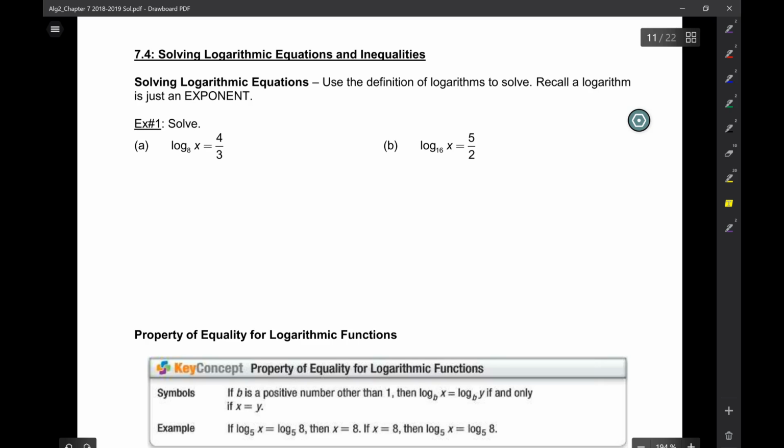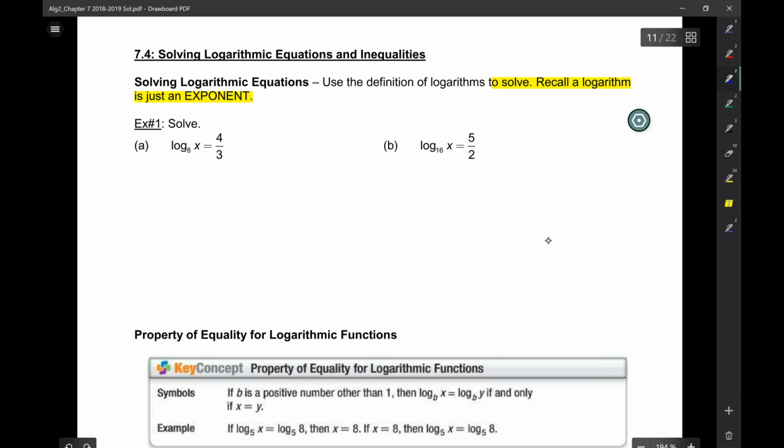So we're going to use that to solve logarithmic equations. Logarithmic equations are equations that involve logarithms. And in order to solve a logarithmic equation, remember that a logarithm is just an exponent. So if I have this, log base 8 of x is 4/3. This is a logarithmic equation, right?